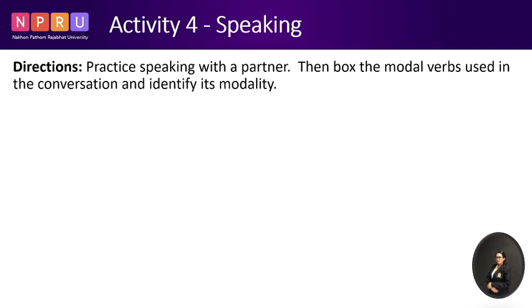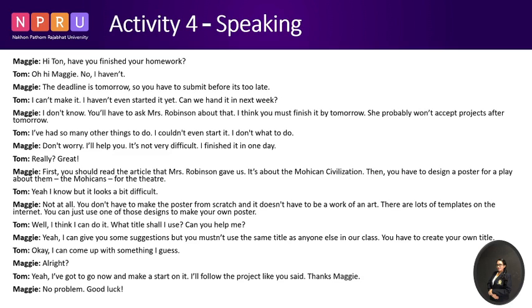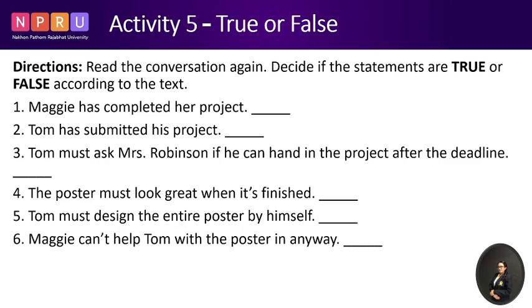And for the practice in speaking in activity 4, you have to find a partner, or you can do it yourself. Then box the modal verbs used in the conversation and identify its modality. So it's here. And then for activity 5, you have to go back again and read the conversation and decide if the statements are true or false according to the text and write your answer on the space provided.